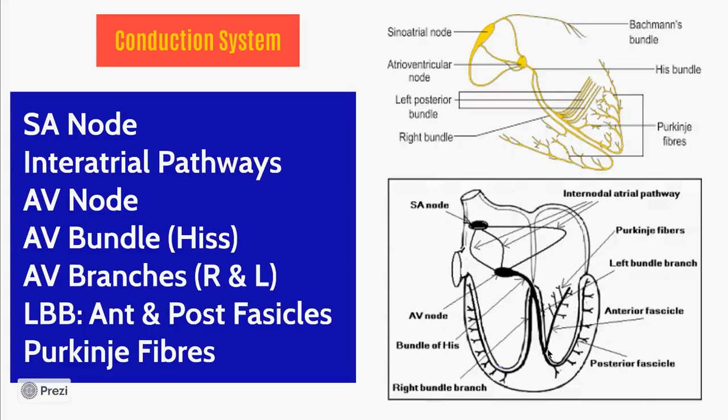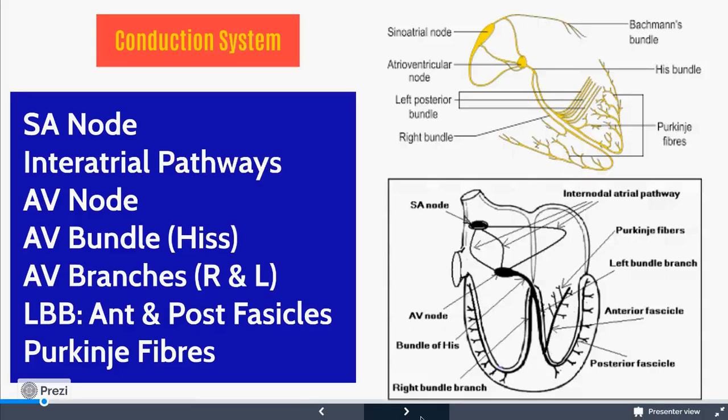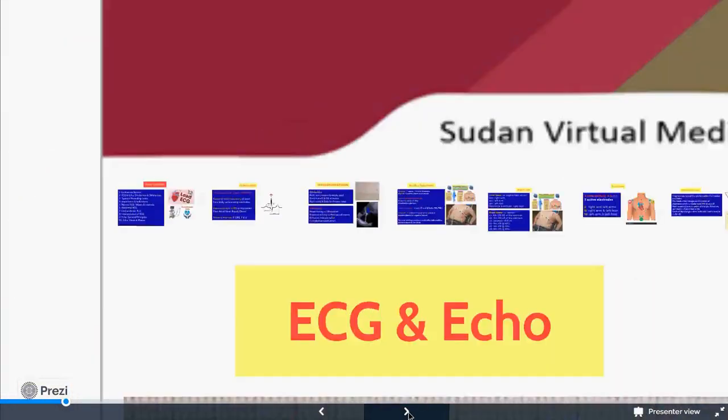The left bundle branch divides into anterior fascicle and posterior fascicle. The small branches of the bundle branches are called Purkinje fibers. This is the conductive system of the heart.